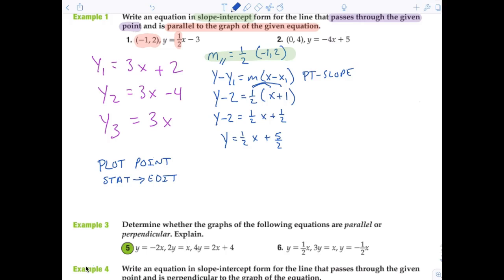1/2. That's why I'm worried about you. You're not listening to me today. 1/2 x minus 3. Type that in. No, Ben, I didn't say type in the 5/2. I said type in 1/2 x minus 3, please, and then show me your calculator.